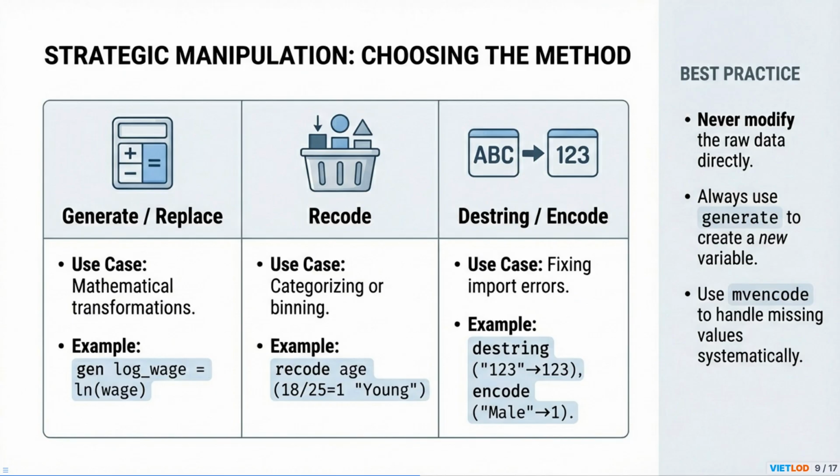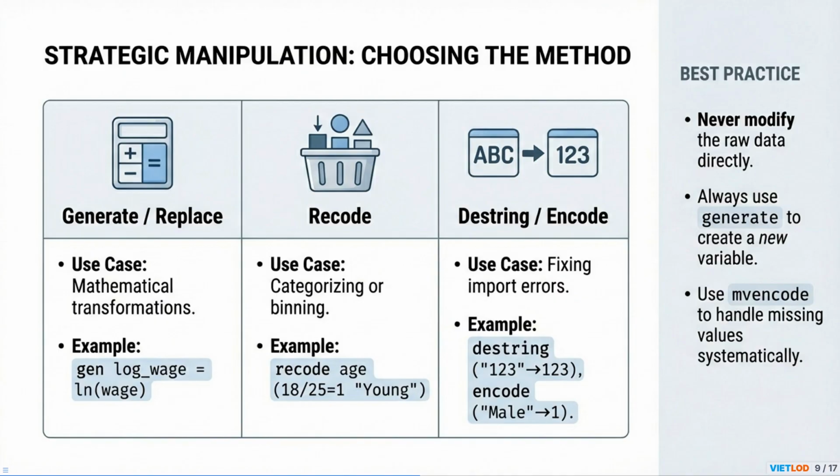There are three primary methods for data manipulation. Generate and replace are used for mathematical transformations, like creating a log transformed variable with gen log_wage equals ln of wage. Recode is perfect for categorizing or binning continuous variables. For example, you can group ages into categories like young, using recode age 18 to 25 equals 1, young.